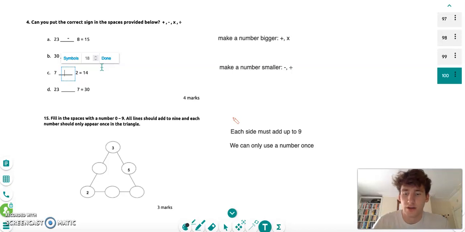It doesn't equal 14, so the addition sign cannot be correct. Let's try the multiplication sign instead. 7 times 2 equals 14. And this indeed is correct. So this is what we want to put here.